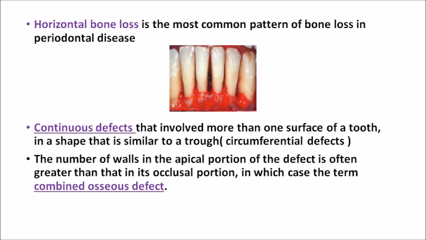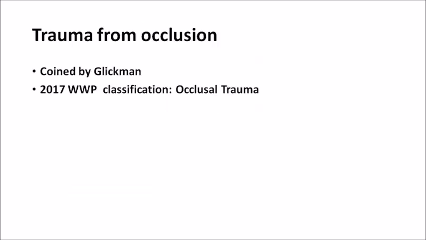The next one is the combined osseous defect. That is, the number of bony walls in the apical portion of the defect is greater than the number in the occlusal portion. Here it is known as a combined defect. That is, it can be a combination of a 2-walled and a 3-walled lesion. And the number of the walls when you move to the apical portion is always greater. This is known as a combined defect. With that, we finished patterns of bone loss.